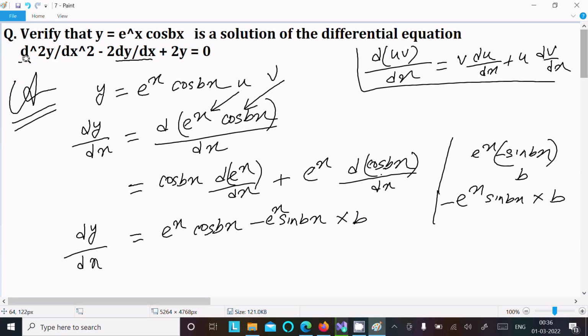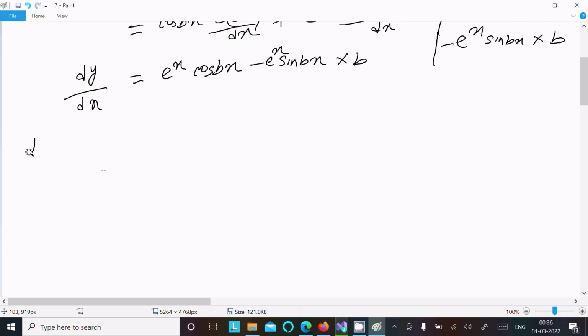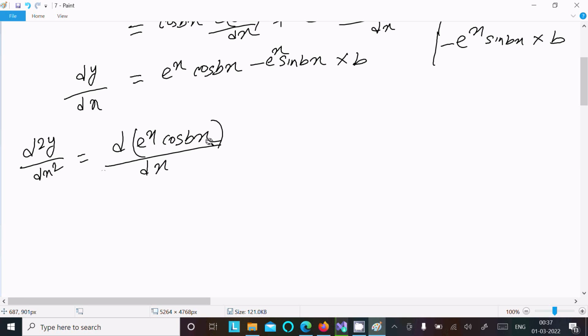Now we need to get the second differentiation. So again doing the differentiation with respect to x. So d of e power x cos bx divided by dx, and now next b is the constant, and here d of e power x sin bx divided by dx.